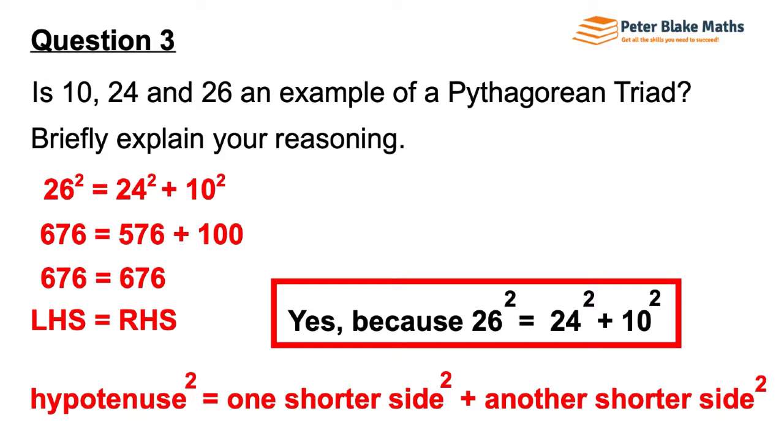So the answer is, when we're asked, are these numbers an example of a Pythagorean triad? We'd say yes, because 26 squared equals 24 squared plus 10 squared.